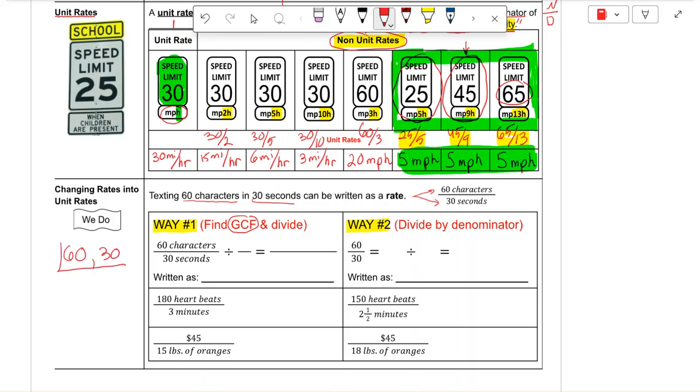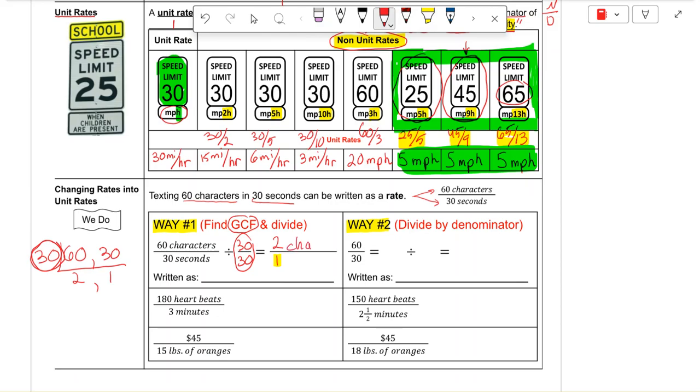Do you remember doing this? The upside down cake. So what number goes into both? 30 goes into both. 30 goes into 60 twice, and 30 goes into 30 once. There's nothing else we can take out. So this is our GCF. So we'll put 30 over 30, which is actually equal to the number 1. And 60 divided by 30 is 2, and 30 divided by 30 is 1. That looks like a unit rate because we have a 1 on the bottom as a denominator.